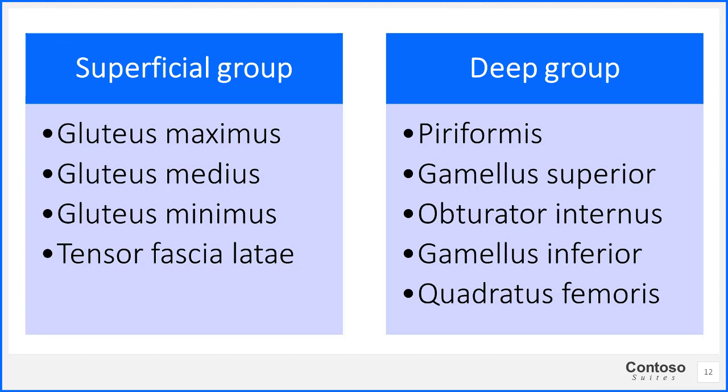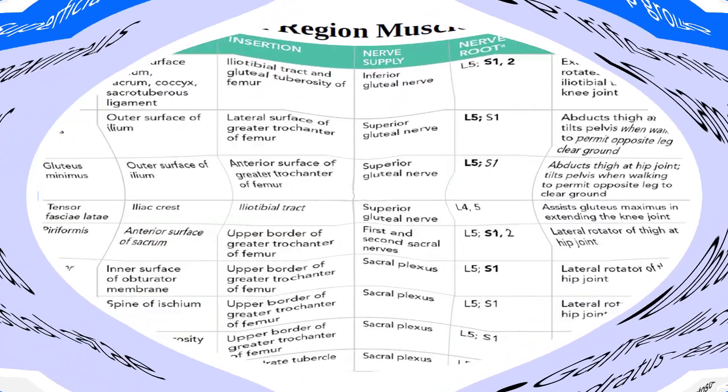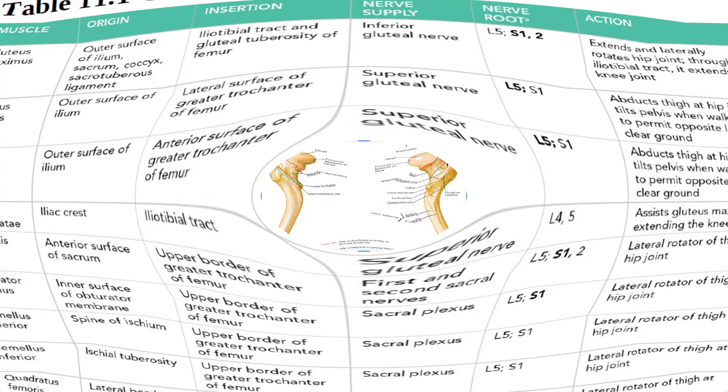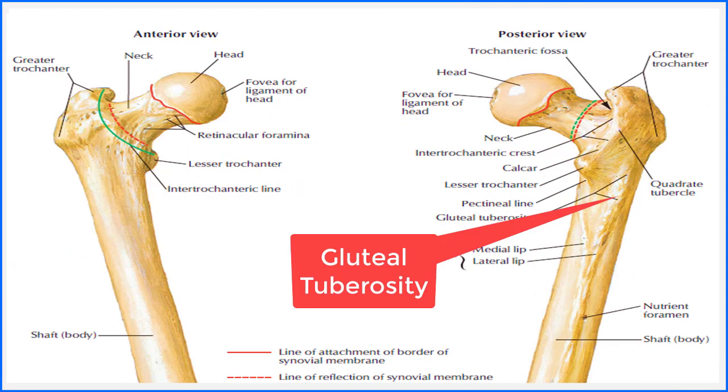So, covering the details of the superficial muscles, which are maximus, medius, and minimus, they originate from the outer surface of the ilium bone, and you will have covered these, I hope, in the hip bone as well. All these three muscles insert on the femur bone. On the femur bone, two points are very important. These bony points are the gluteal tuberosity and the greater trochanter.